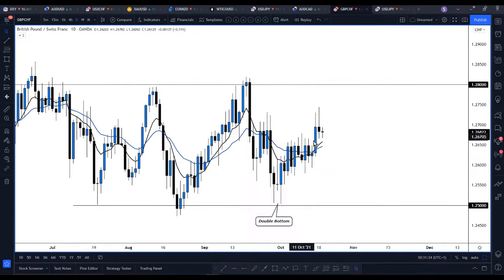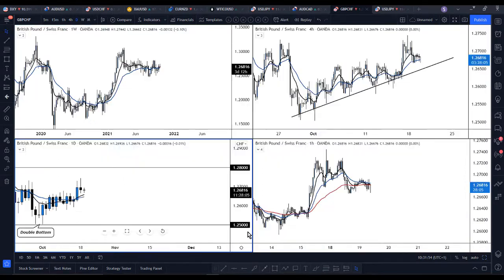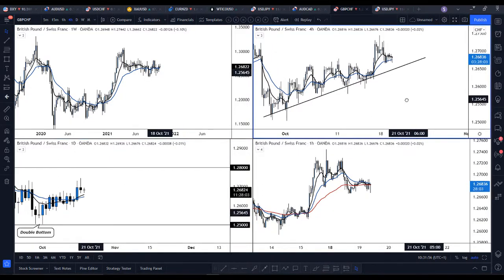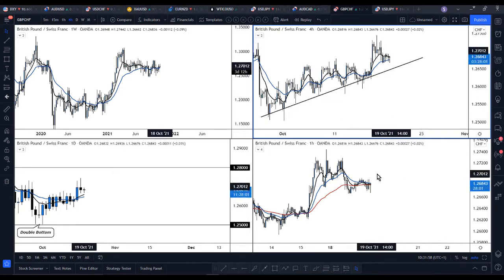Just watch price if it comes down and tests this 8 moving average on the daily, because I'm looking for long opportunities from around here up to the top of the range. Obviously, I have to see price come into my zone, and I want to see buyers come in, or some kind of buy setup, a morning star pattern, or higher highs, higher lows. But just keep your eye on it.